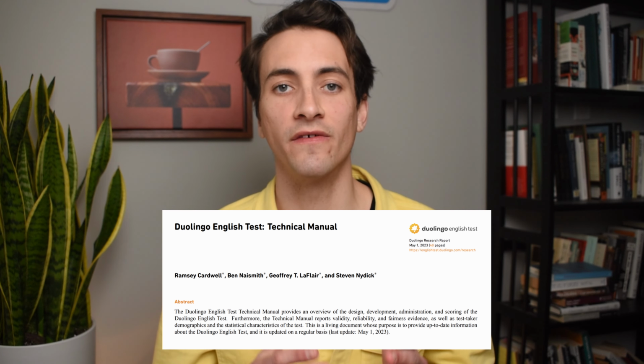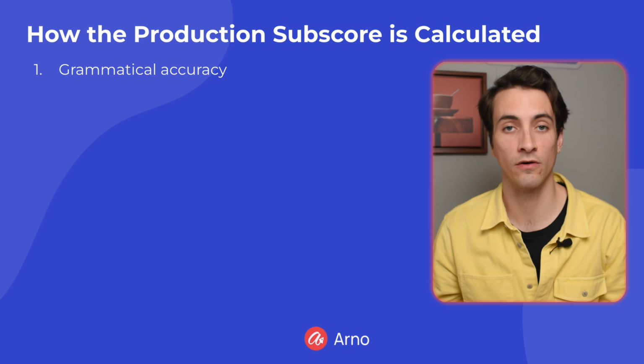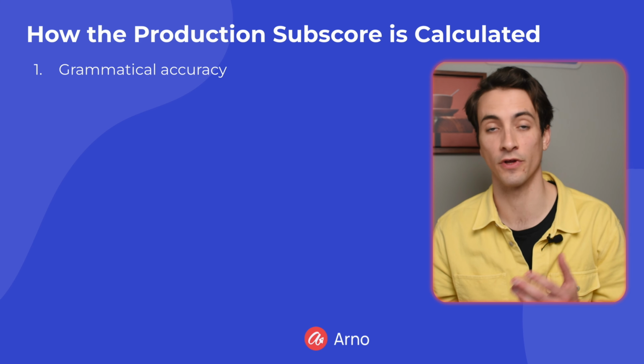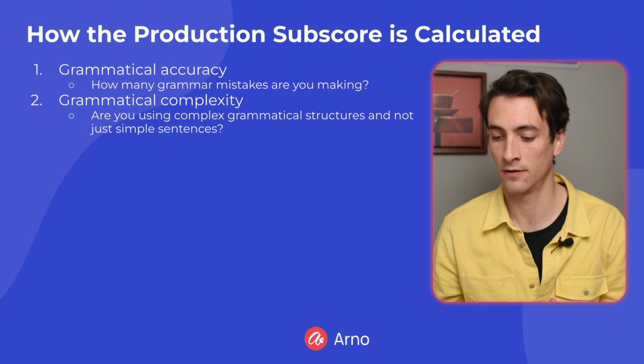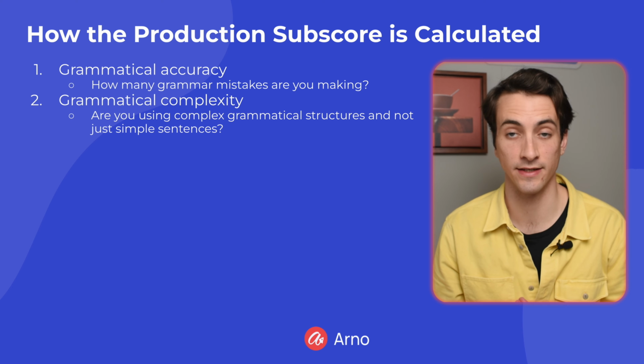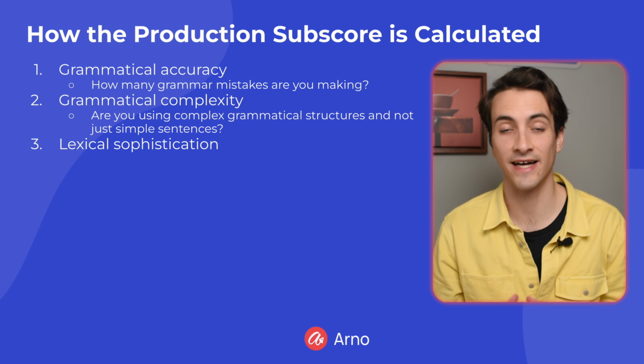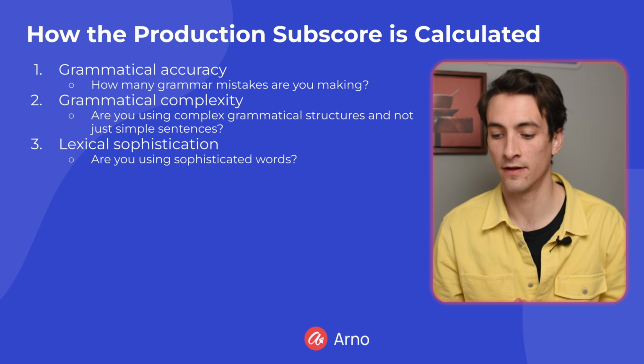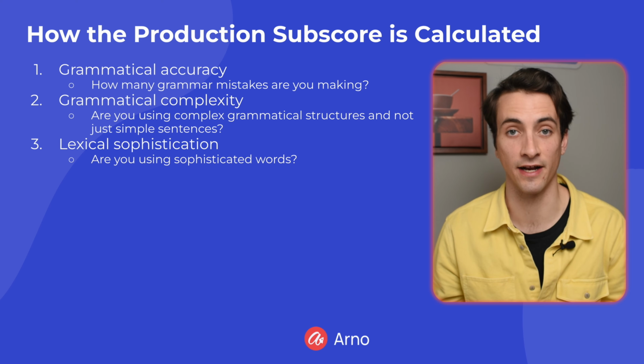In the official technical manual for the test, Duolingo lays out the criteria or the features that the graders are looking for when evaluating writing and speaking questions. Those criteria and features are grammatical accuracy. So the graders are asking themselves, how many grammar mistakes are you making? Grammatical complexity. Are you using complex grammatical structures and not just simple sentences? Lexical sophistication. This just means, are you using sophisticated words?